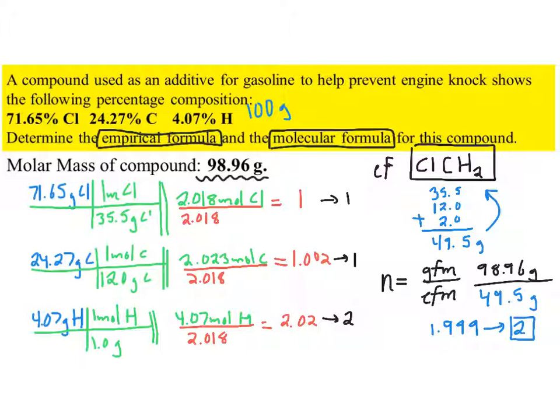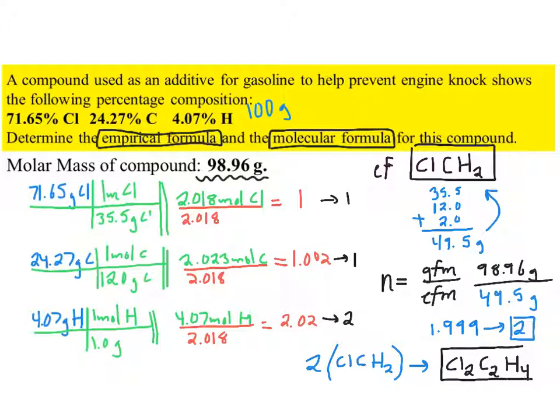So I'm going to take that 2 and multiply it by my empirical formula, ClCH2. And my final compound is going to be Cl2C2H4. This is my true formula, or what we call the molecular formula.